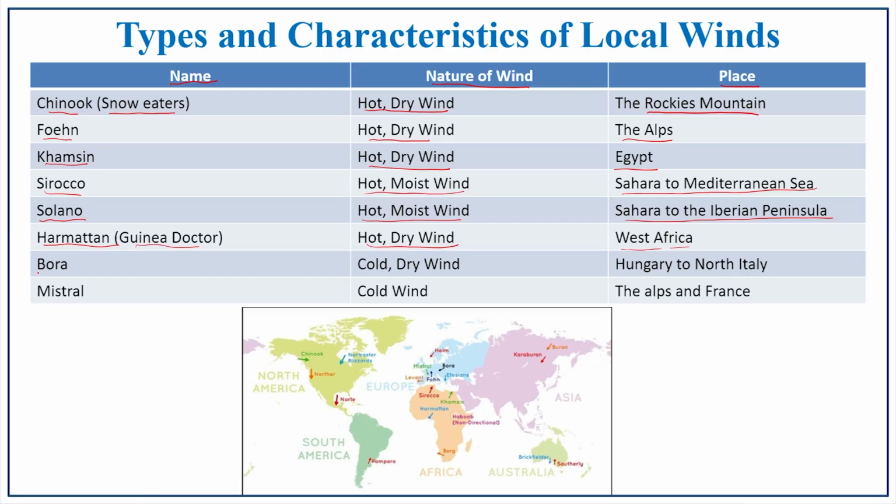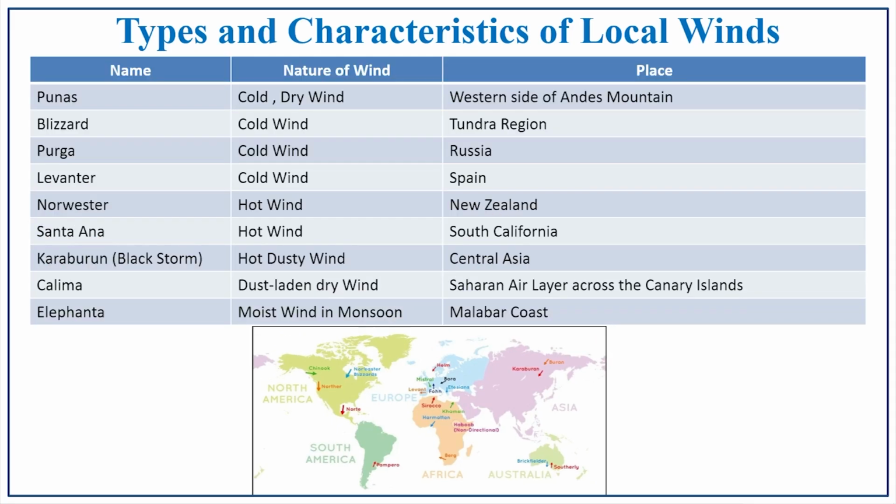And the next local wind is Bora. This Bora is a cold dry wind which is confined to Hungary to North Italy. Next one is the Mistral. It is again a cold wind which is blowing in the Alps in France. The next local winds are Punas, which is a cold and dry wind which is blowing on the western side of the Andes mountain. The next one is Blizzard, the local wind which is a cold wind which is blowing in the tundra region.